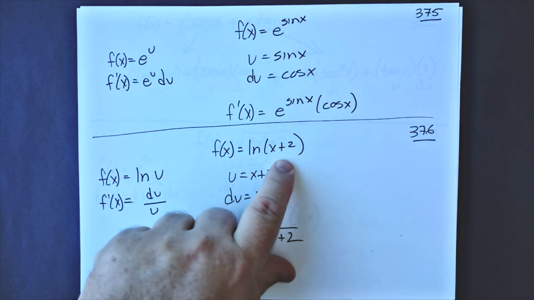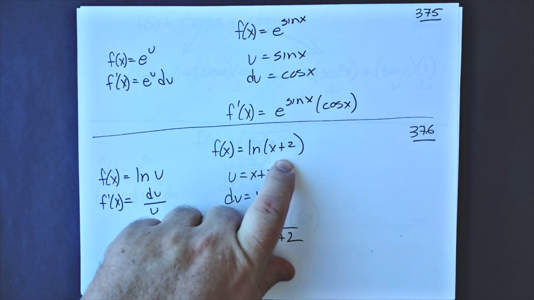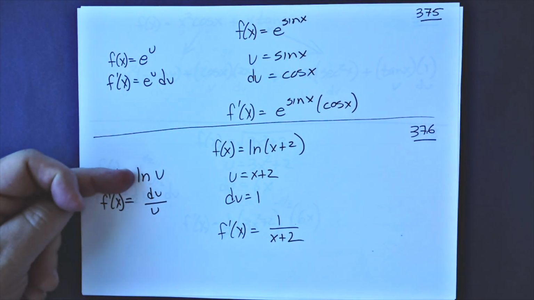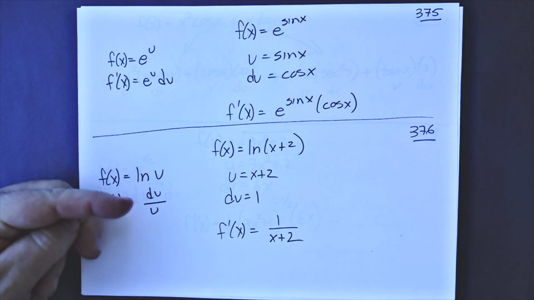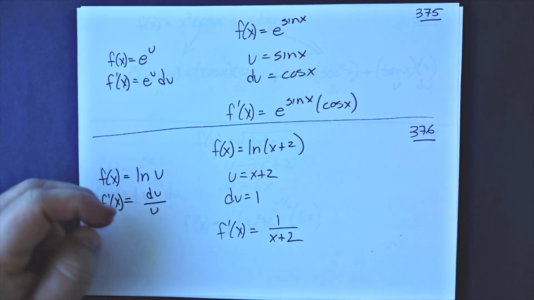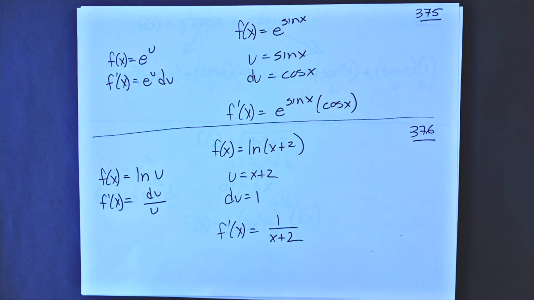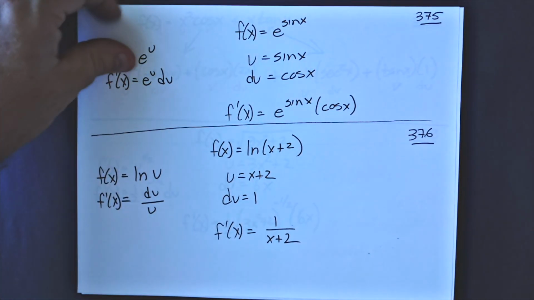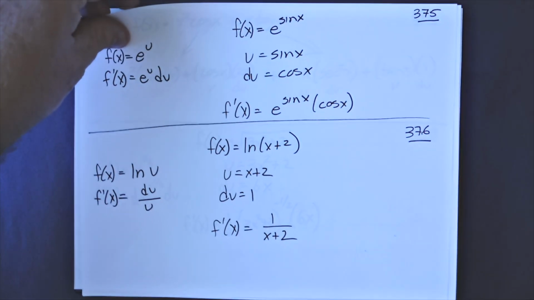376, I have the ln of x plus 2. And we're going to use ln of u, and the derivative of ln of u is du over u. If my u is x plus 2, then my du is 1. And then I have my derivative right there, 1 over x plus 2.